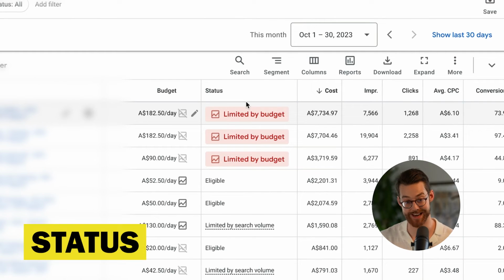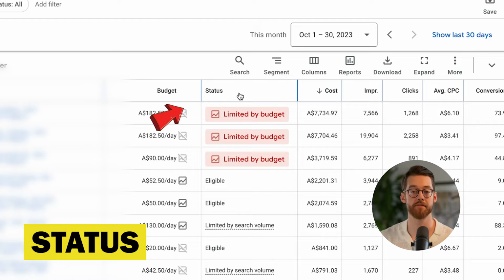Obviously here we have status. This again is a default column, and it's going to give us a few different pieces of information depending on the situation in the campaign. So for example, if there are disapprovals in the campaign, it will tell us that.